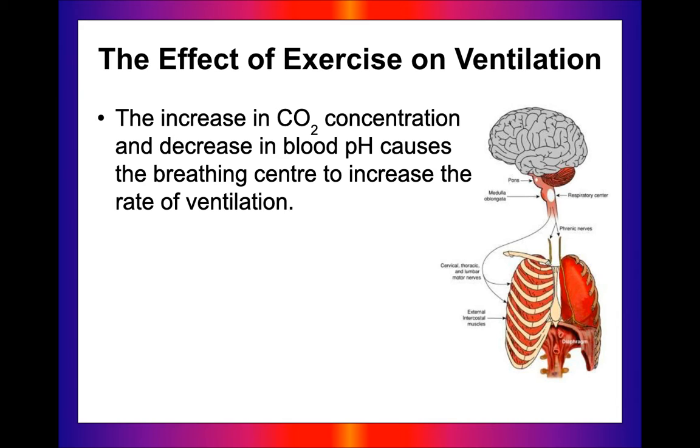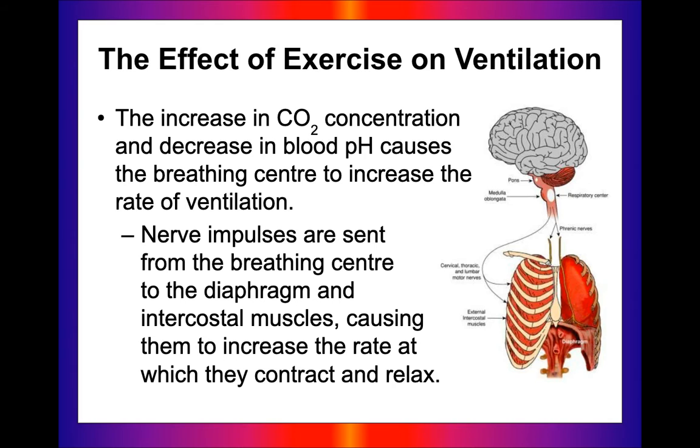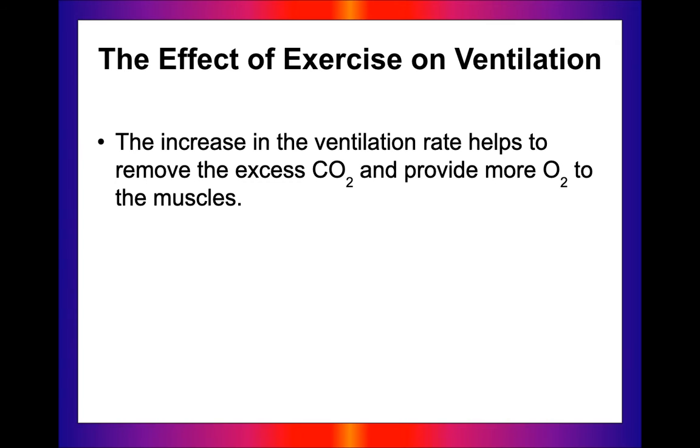The increase in carbon dioxide concentration and the decrease in blood pH causes the breathing center to increase the rate of ventilation. How it does that is it sends nerve impulses from the breathing center in the brain to the diaphragm and intercostal muscles, causing them to increase the rate at which they contract and relax. So, breathing gets quicker. The increase in the ventilation rate helps to remove the excess carbon dioxide and provide more oxygen to the muscles.